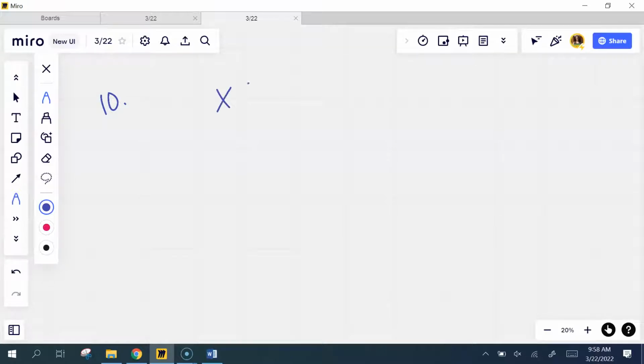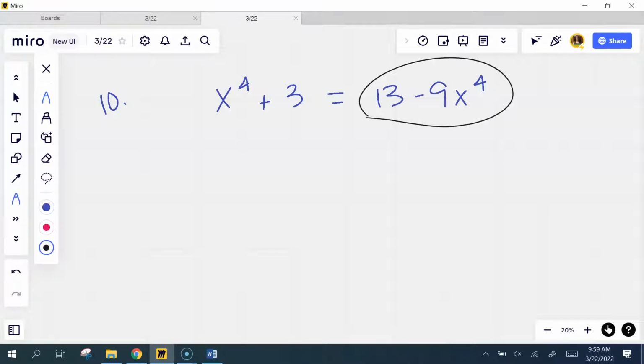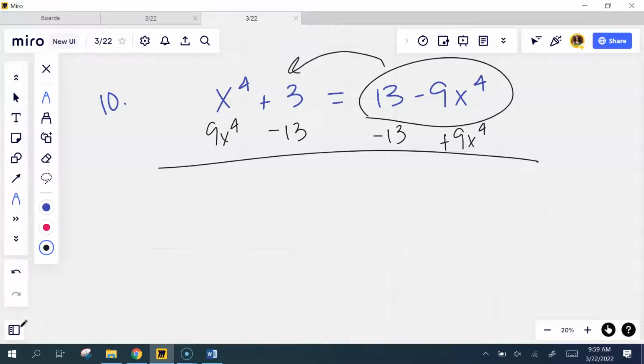So I have x to the 4th plus 3 equals 13 minus 9x to the 4th. So I need to get everything on the same side, right? Keeping my leading coefficient positive. So I'm going to move these to this side: I add 9x to the 4th and subtract 13. So I have 10x to the 4th minus 10 equals 0.